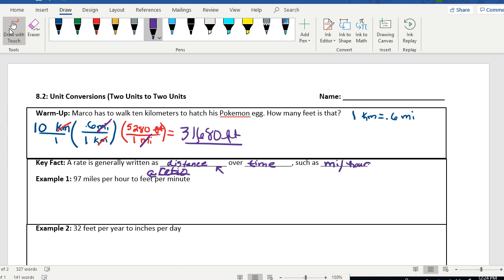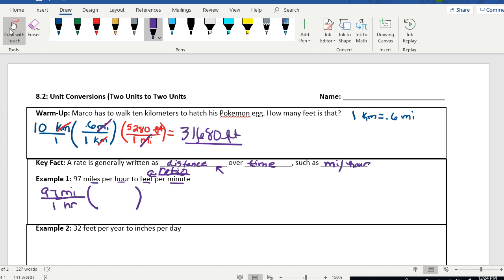So our first example is miles per hour to feet per minute. Notice we have distance, time, distance, time. So we're going to start with 97, watch how this works, miles per hour. And guys, it's understood to be per 1 hour. Rarely do we ever say, oh, I went 97 miles per 1 hour. You would say, I went 97 miles an hour.